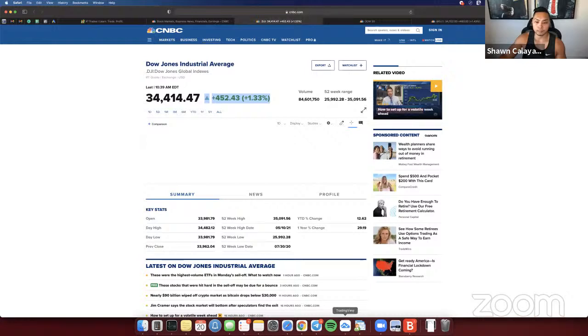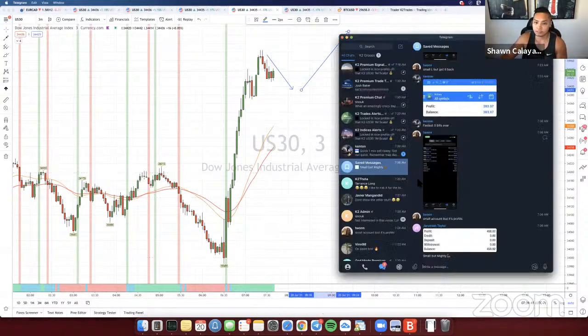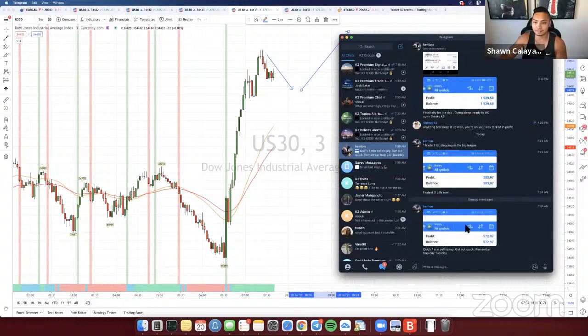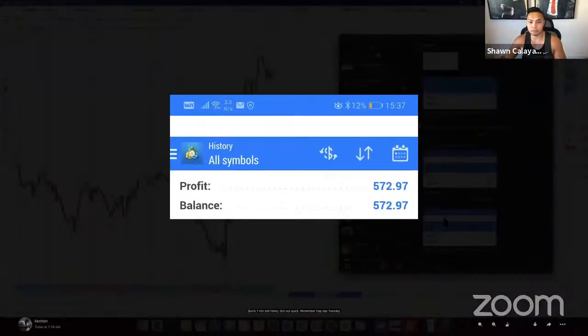Other than that, everything here is pretty much solid. We're just waiting for that retracement that hasn't come just yet. Ken said he took a quick 1 minute sell, risky, got out quick. Ken over here took another one. Remember trap day Tuesday. Ken made about 572 off that trade.